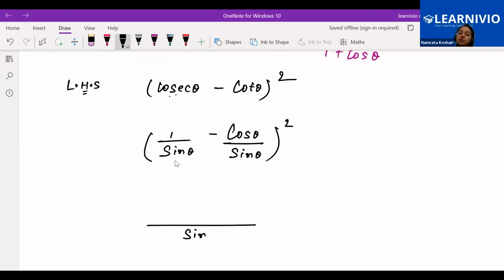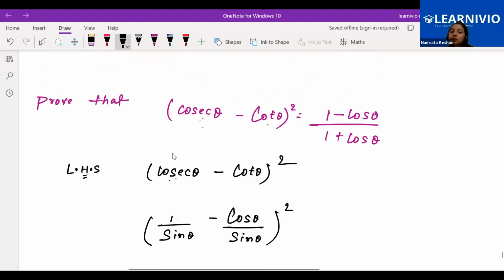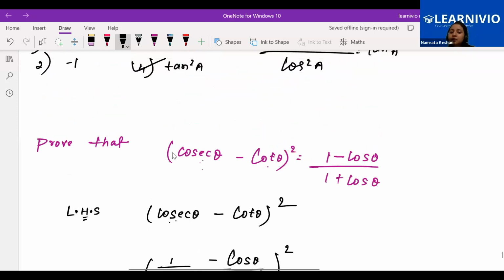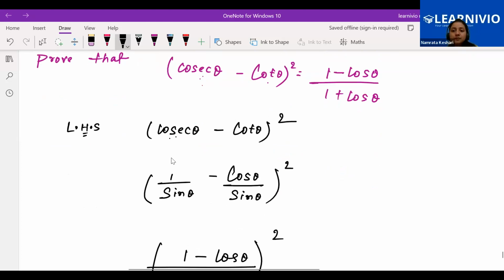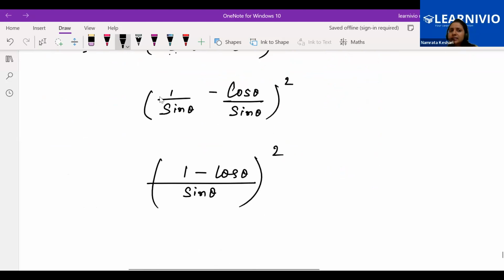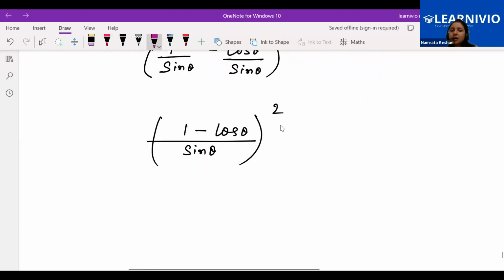So the LCM will be sine, and in the numerator we'll be having 1 minus cos, but power 2 is there. And if we focus on the other side, power 2 is not there. Can you see? Power 2 is not there. Okay, so let's see what can be done now. Anyone having any idea what to do now?